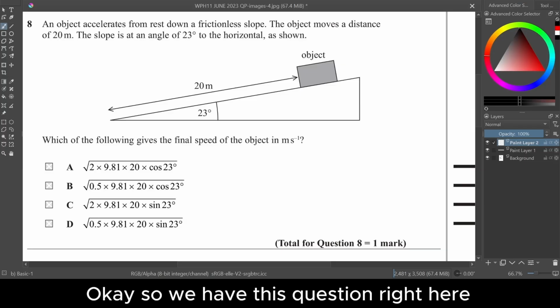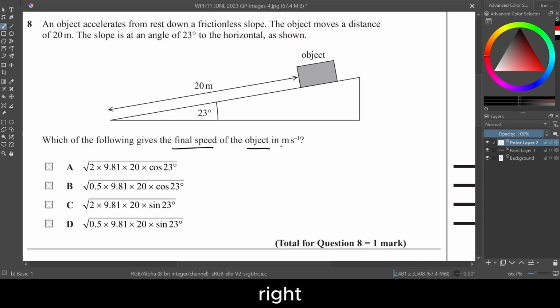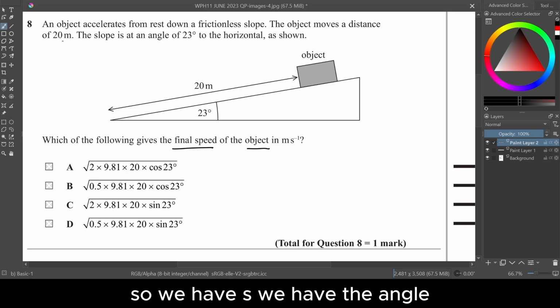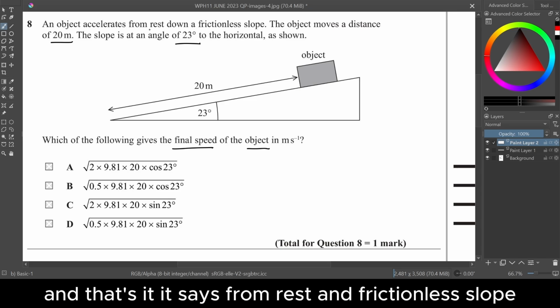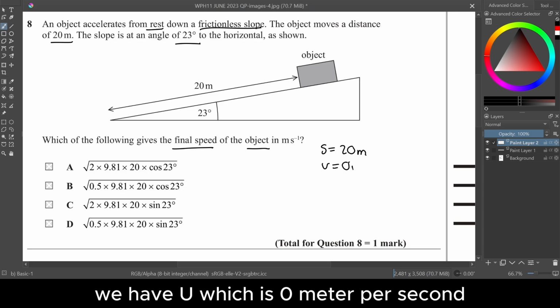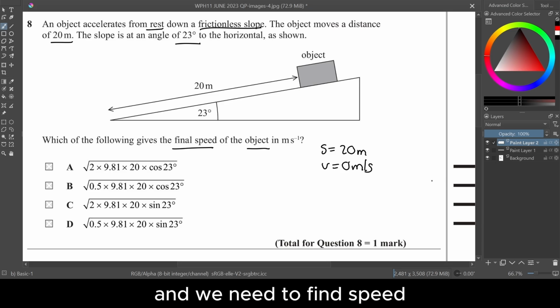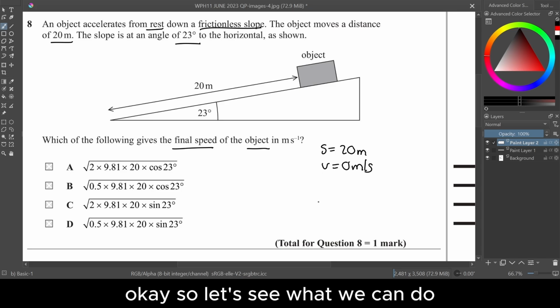Okay, so we have this question right here. It says we need to find the final speed for the object, right? So we have S, we have the angle, and that's it. It says from rest and frictionless slope. So we have S is equal to 20 meters. We have U, which is 0 meters per second. And we don't have time, we don't have acceleration, and we need to find speed. Okay, so let's see what we can do.